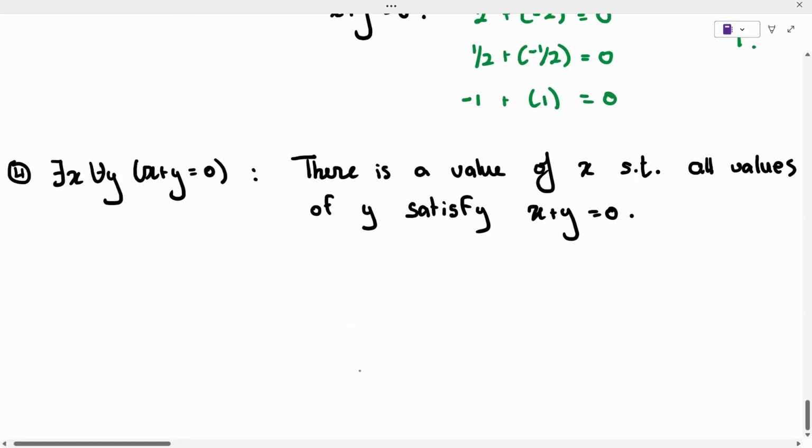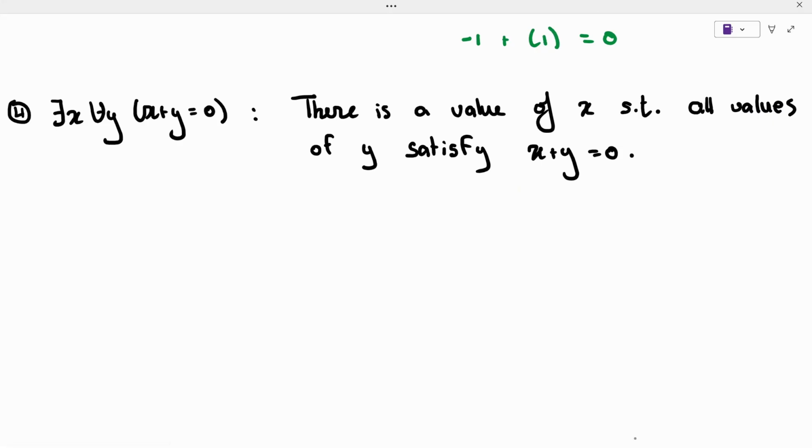Now, is this true? Well, let's see. If there exists a value of x, we could choose and fix a value of x. Let's say we choose 7. For this value 7, all possible choices of y must make this statement go to 0. So let's take minus 2.